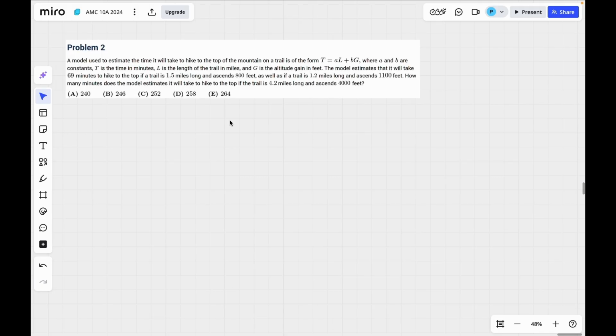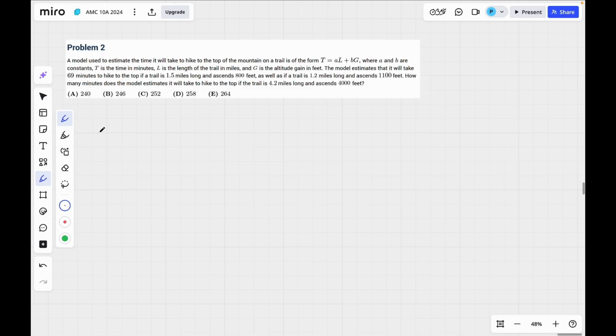Problem 2. It states, a model used to estimate the time it will take to hike to the top of the mountain on a trail is of the form T equals AL plus BG, where A and B are constants, T is the time in minutes, L is the length of the trail in miles, and G is the altitude gain in feet. The model estimates that it will take 69 minutes to hike to the top if a trail is 1.5 miles long and ascends 800 feet, as well as if a trail is 1.2 miles long and ascends 1,100 feet. How many minutes does the model estimate it will take to hike to the top if the trail is 4.2 miles long and ascends 4,000 feet?